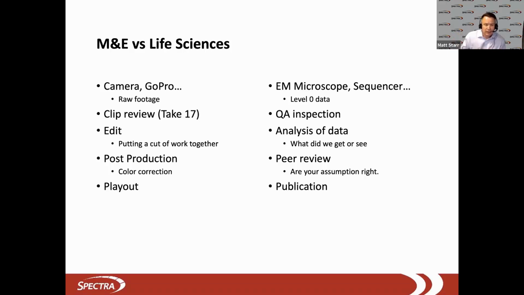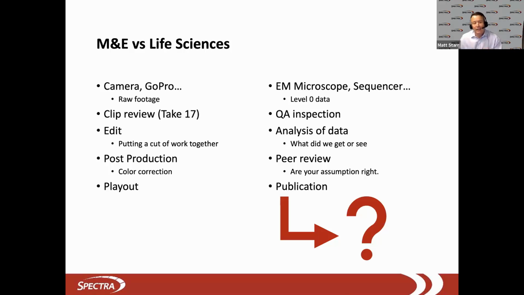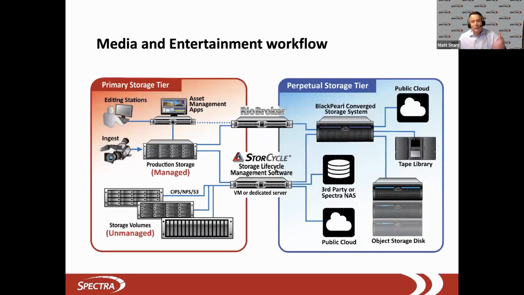And so let's think about if we take media and entertainment and we overlay it on top of this, how do we map those two to see what they look like? So here's the media and entertainment workflow. This is a diagram from our website, actually. And on the left there is the primary tier of data. And what's happening is a customer is acquiring data on a camera in the field.